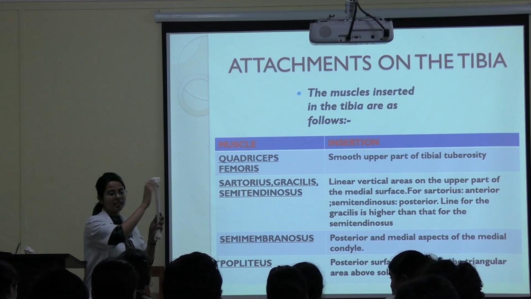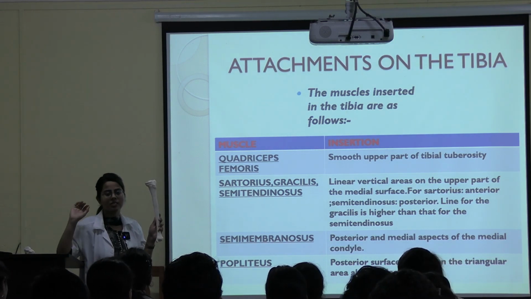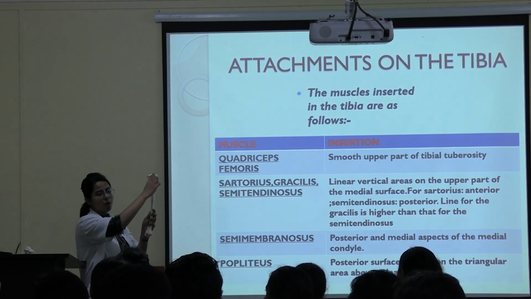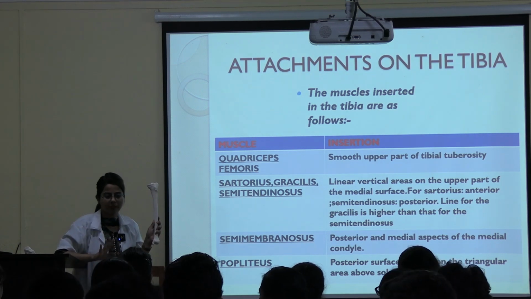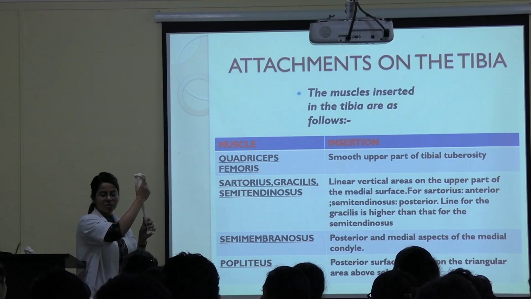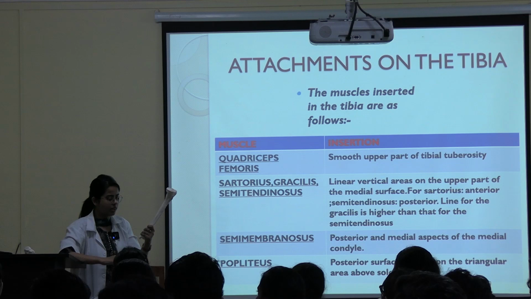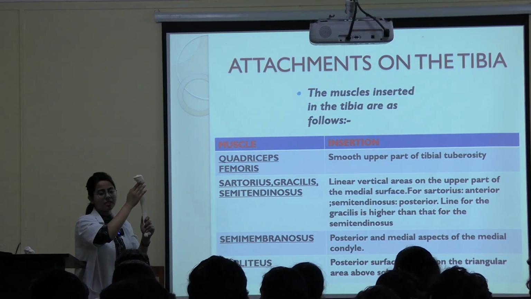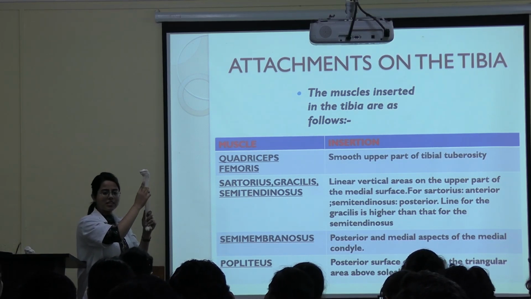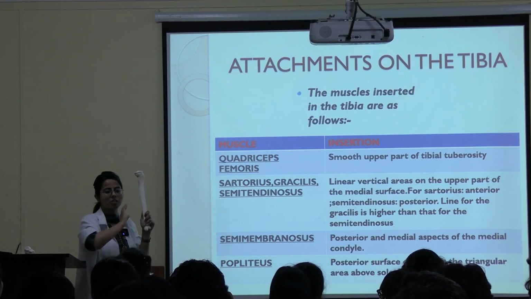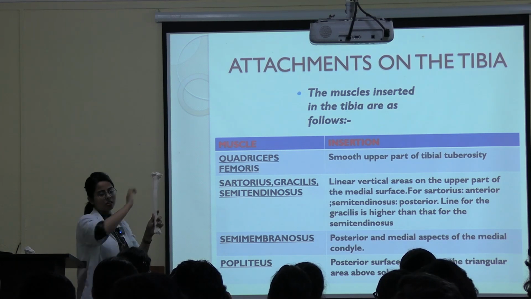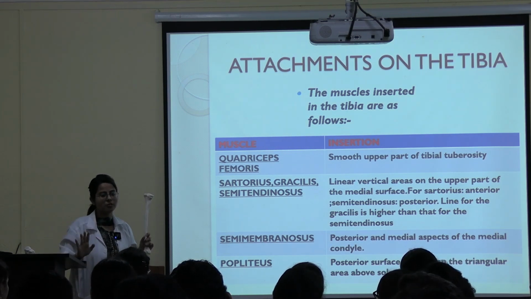So these are the muscles which insert in tibia. First, quadriceps femoris. Why is it called quadriceps? Because it consists of 4 muscles. Quadriceps will insert in upper smooth part of the tibial tuberosity. Clear? Now if I go to the medial condyle posterior surface groove, which muscle? Semimembranosus. Now we'll go to the medial surface. 3 muscles will insert in the upper part. Anterior will be sartorius, posteriorly semitendinosus, in between them gracilis. Clear? And this triangular part on the posterior surface is for popliteus. Clear? These are the muscles which insert in tibia.